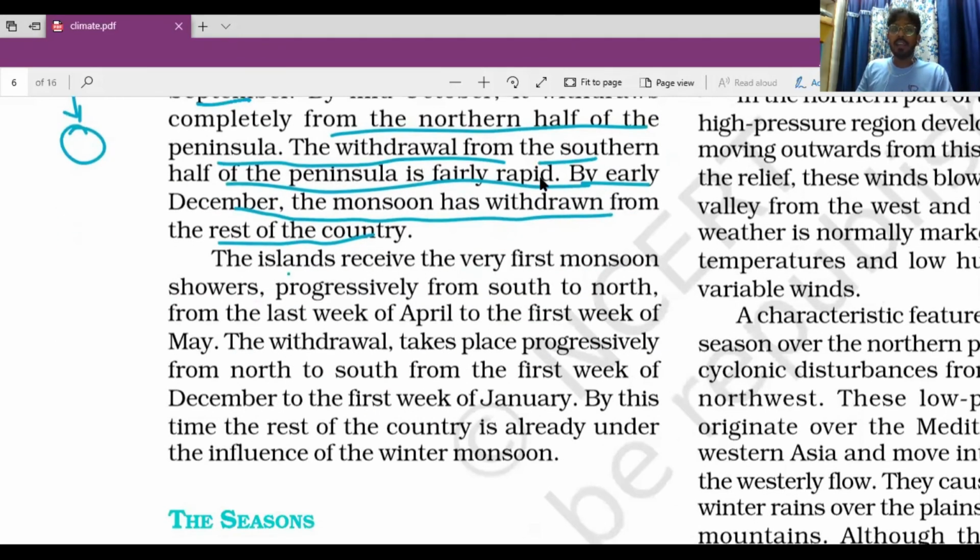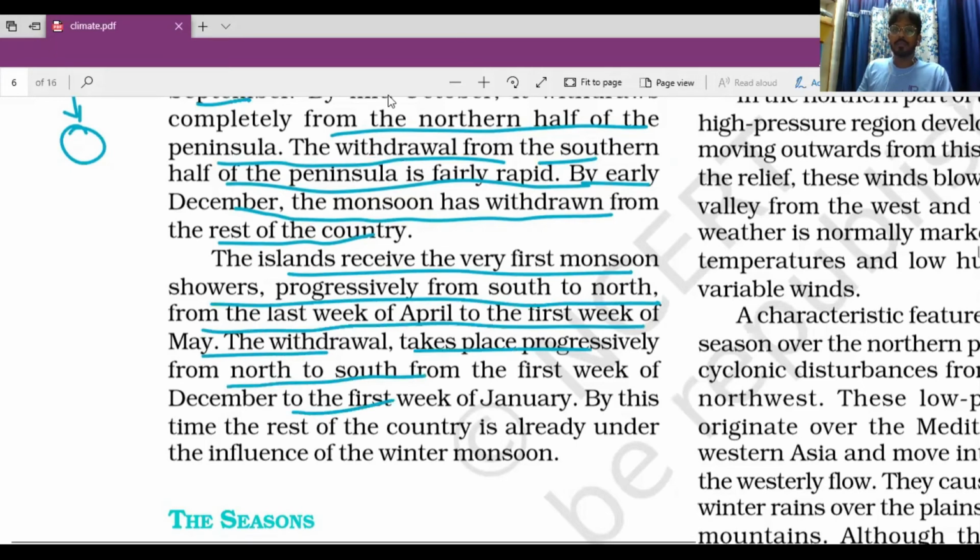The island receives the first monsoon showers progressively from south to north. From the last week of April to the first week of May, the withdrawal takes place progressively from north to south, from the first week of December.